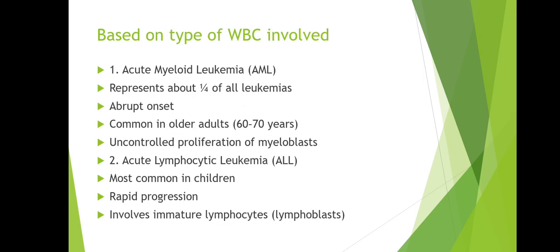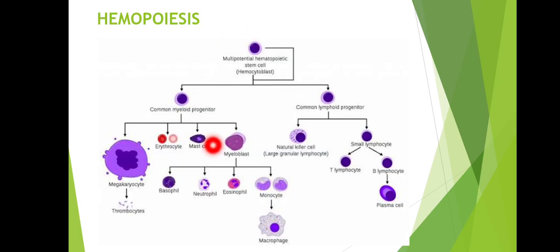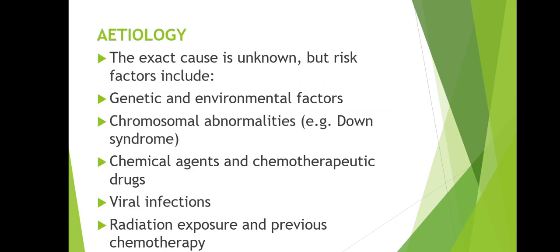in acute myeloid leukemia, this one represents about a quarter of all leukemias. The onset is abrupt, meaning very fast. Then it is common in older adults, 60-70%. Then there is uncontrolled proliferation of the myeloblasts, the ones I was showing you. You can see the myeloblasts. Then there is a sudden surge in the proliferation of myeloblasts, leading to fake copies of this particular white blood cell.